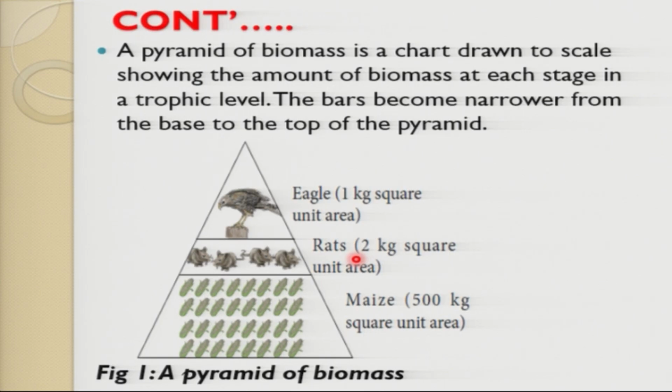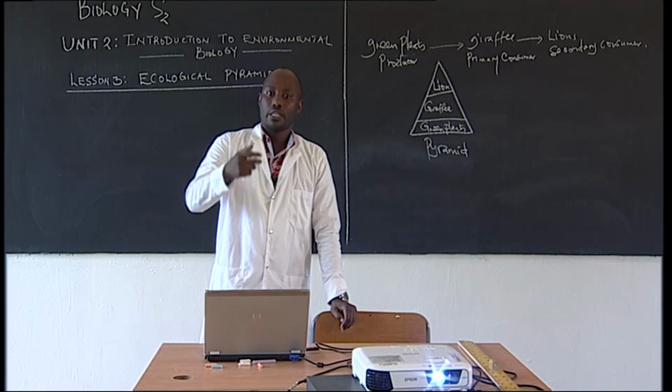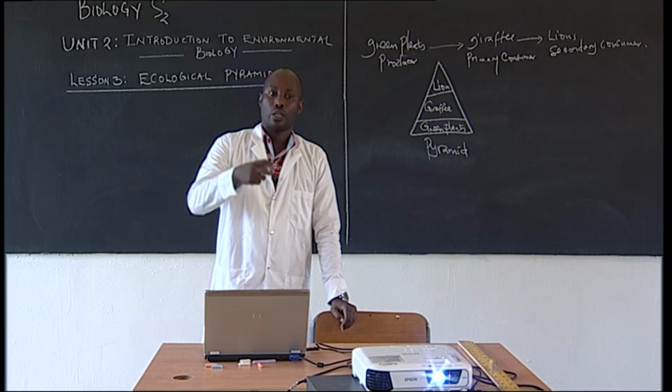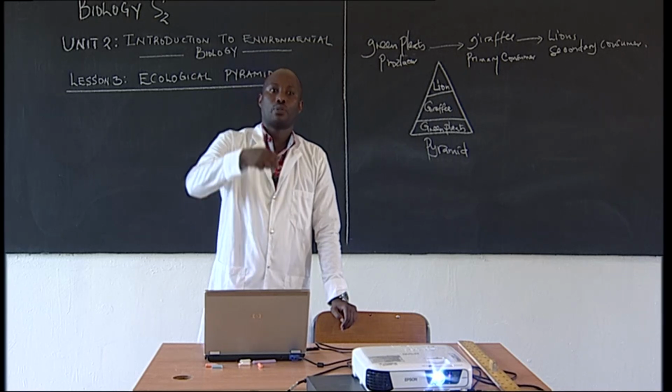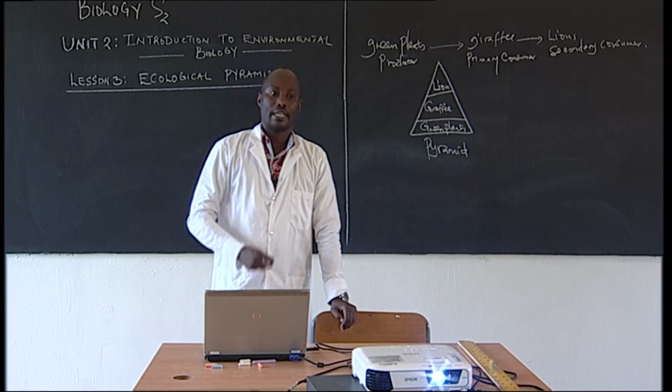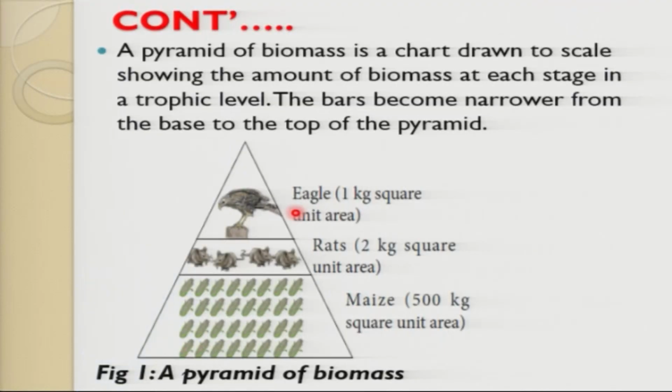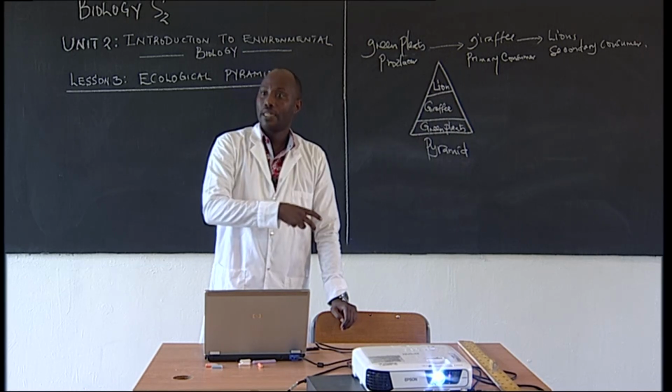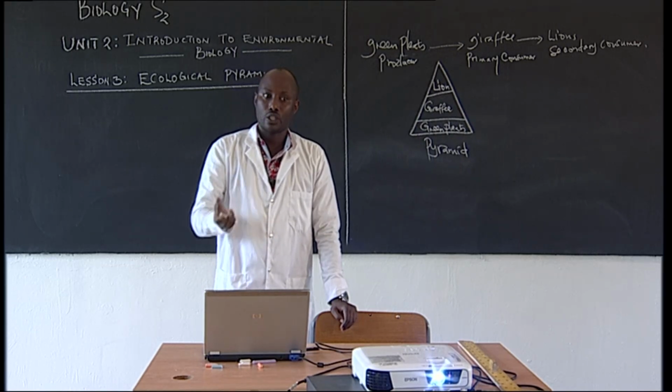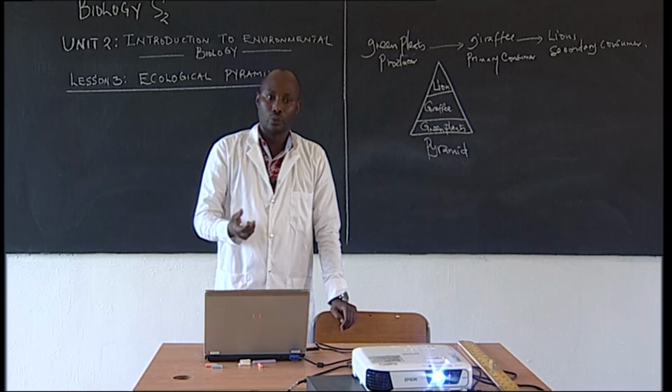We have the eagle. You go to the eagle here. We have the eagle, which is almost 1 kg per square unit area. So you see the energy is decreasing from the producers to the consumers, up to the top consumers. The energy is being lost. As I told you, the energy is being lost because there is excretion, there is respiration. That makes energy to be lost in that way, okay?